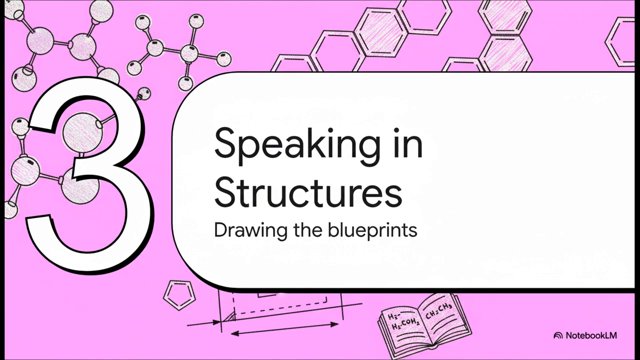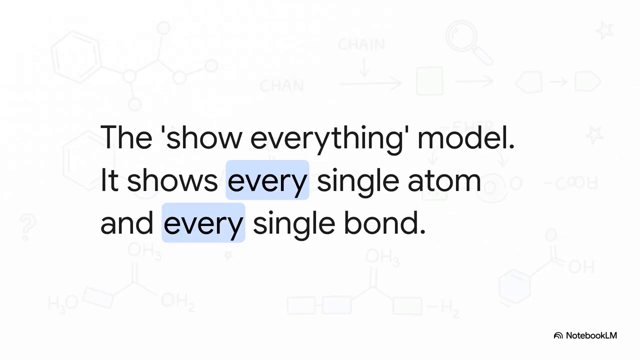Okay, so before we can properly name these things, it really helps to know how we're supposed to draw them. Chemists have a few different ways of sketching out the blueprints for these molecules, ranging from showing absolutely everything to a super clean, simple shorthand. First up is the displayed formula. This is the show everything model. You see every single atom and every single bond holding them together. And for small, simple molecules, this is great. It's incredibly clear. But as you can imagine, it gets really cluttered and messy fast once the molecules get bigger.